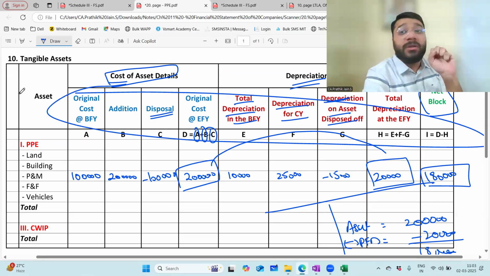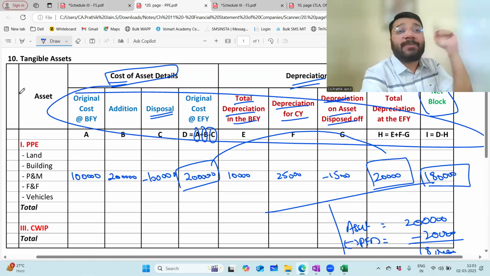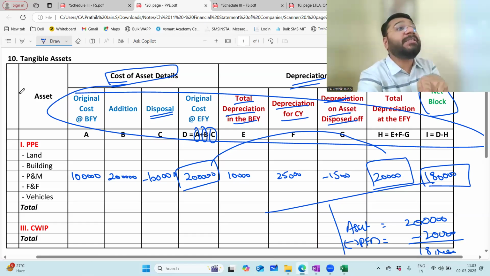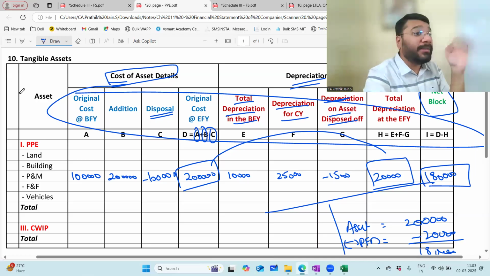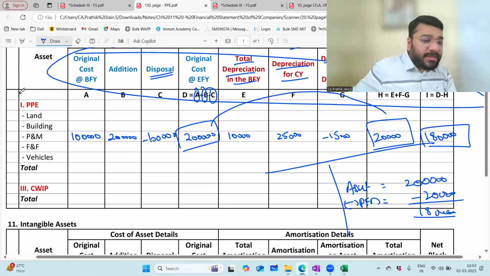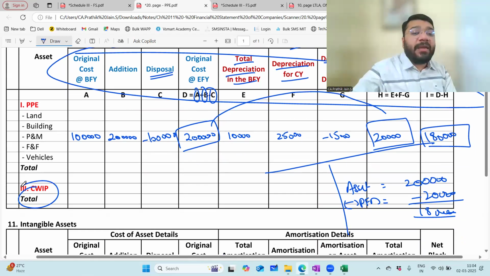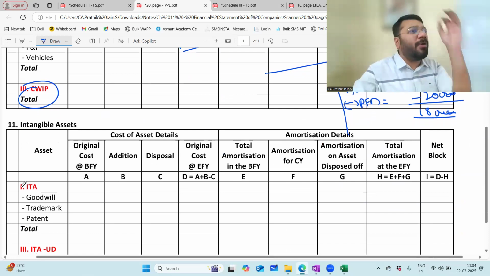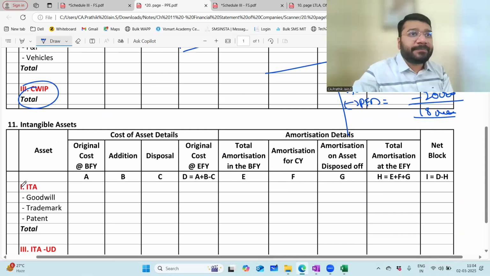Schedule 3 is focusing more on the disclosure. As a CA, your responsibility, apart from accounting, is to take care of the disclosure requirement, whether the company is giving sufficient disclosure or not. That is where your important role will come into play. Am I loud and clear? The same thing will happen for CWIP. The same thing will happen for intangible assets. Same format. Ditto same format.